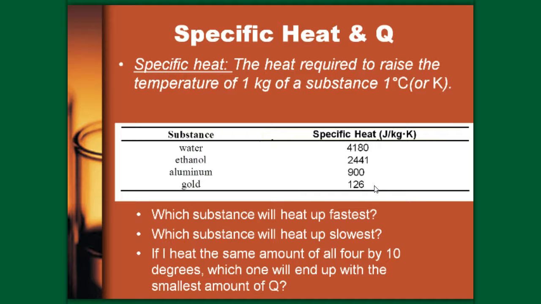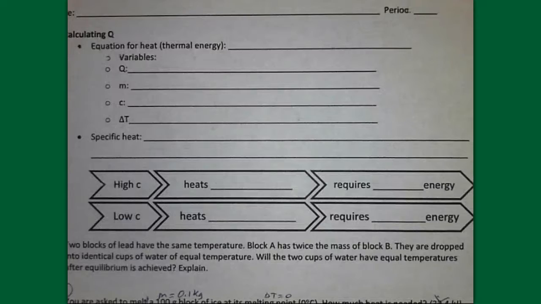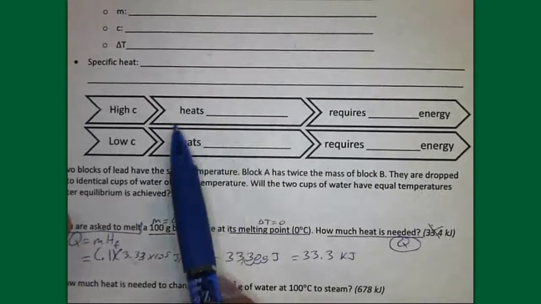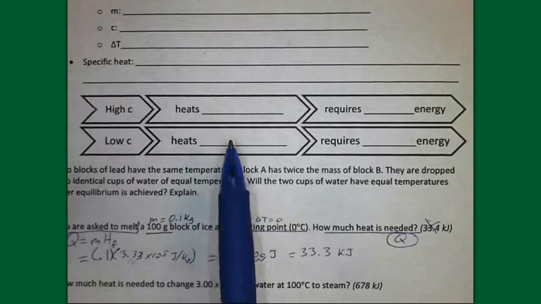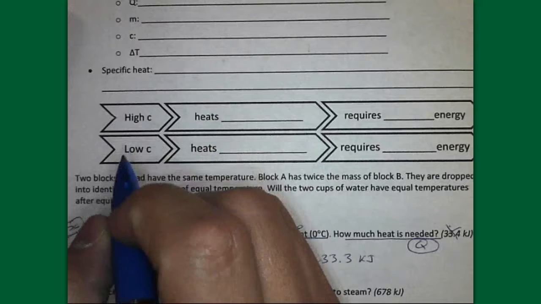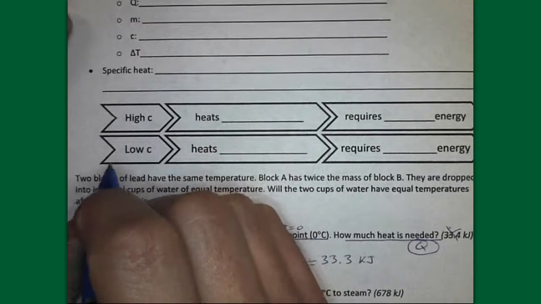Okay, so the specific heat is a very important factor, and you need to know how that changes things. And let's look back at the notes here for a minute. All right, here in the notes you should have filled all this in from the PowerPoint that I showed you, and I want to talk to you about this little flow chart. High C, not talking about the drink, I'm talking about a substance with high specific heat.